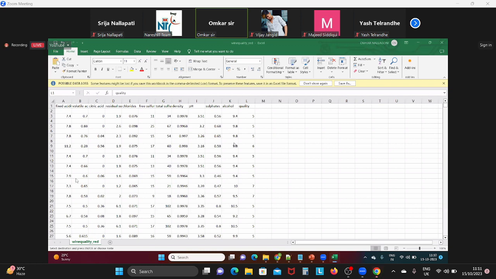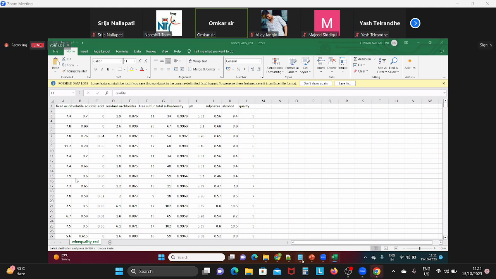Now, when you see this kind of data set, every data set has some input data and some output data. Then only you will understand, right? This is my input, this is my output. So I need to understand what the pattern is.